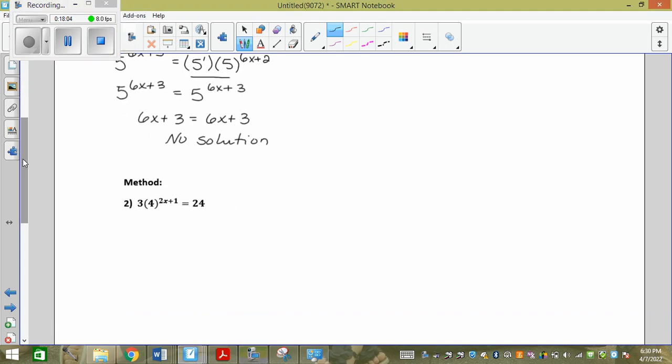Okay, this one has one exponent, and the 3 and the 24 both don't have exponents, so you have to remember that it's like having an initial in your word problem. You can divide that 3 over. So we get 4 to the 2x plus 1 equals 8.